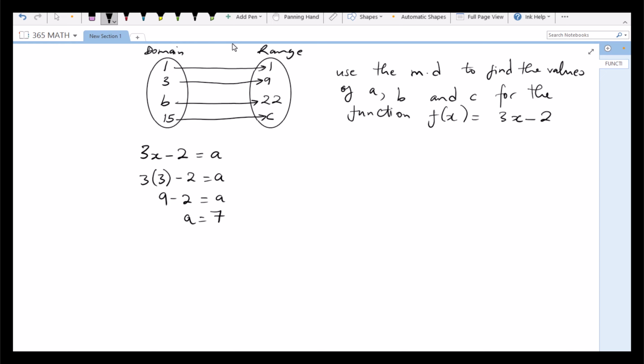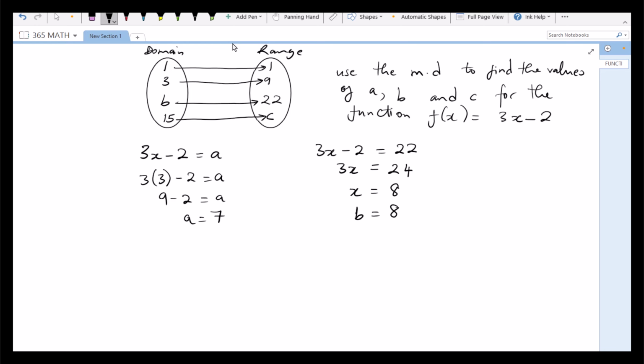And then now we want to look for B. B is the same as the x value in this scenario because that's the input. So we have 3x minus 2 is equal to, look at the range for B, it's 22. So we remain with 3x is equal to 24. And then we divide both sides by 3 to get x is equal to 8. And our x is B, so B is equal to 8.